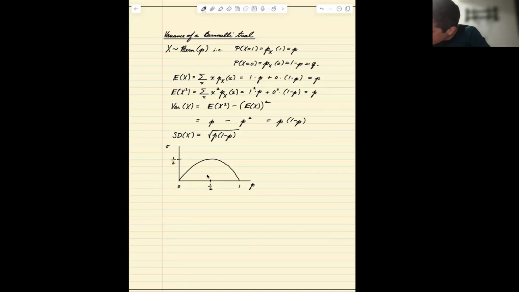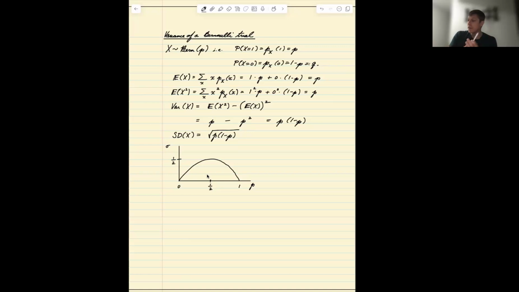The variance and standard deviation of a Bernoulli are maximized at the value of 1/2. The hardest Bernoulli trial to predict is a fair coin toss, which makes sense, because it's 50-50 either way. What are you going to guess? Whereas if we had a 90% probability of heads and a 10% probability of tails, we just predict heads every time. We're going to be wrong whenever it's tails, but that only happens 10% of the time. The variance, the expected error, is lower in that case.